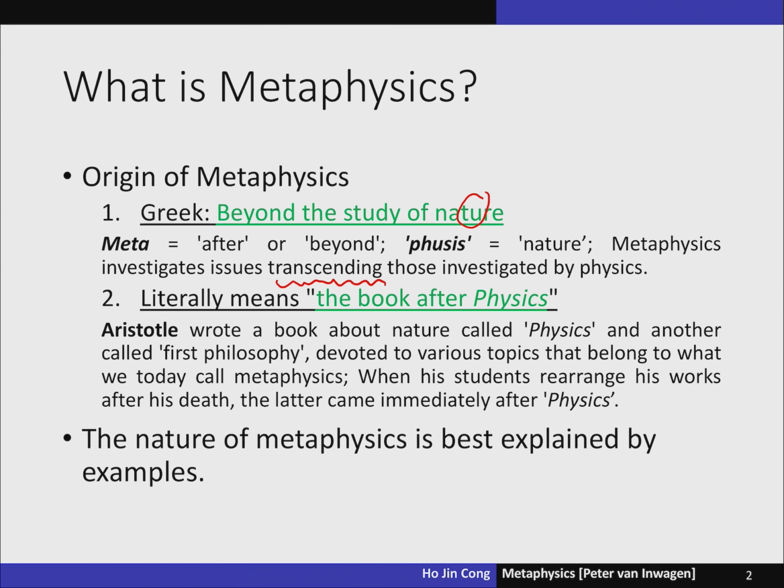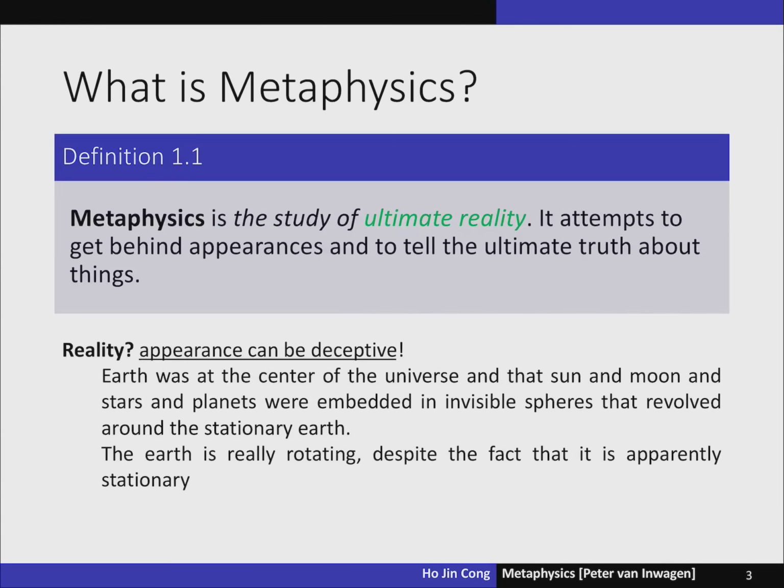So what is metaphysics? Well, the nature of metaphysics is probably best explained by examples, but nonetheless, the author provides a simple definition. Metaphysics is the study of ultimate reality. It attempts to get behind appearances and to tell the ultimate truth about things. But what is reality? And what does ultimate reality even mean?